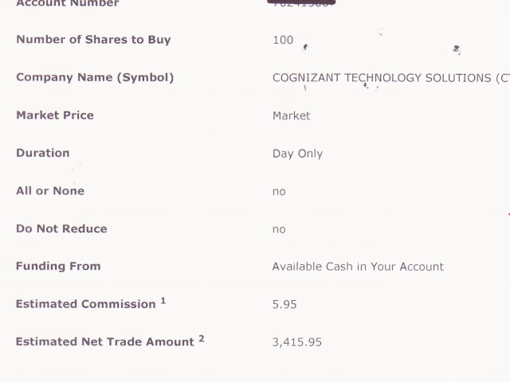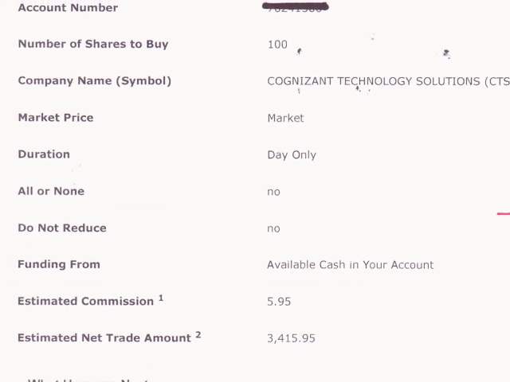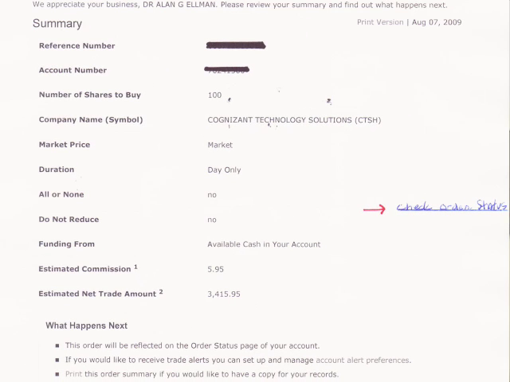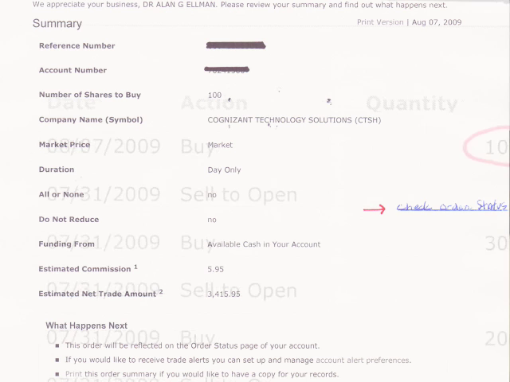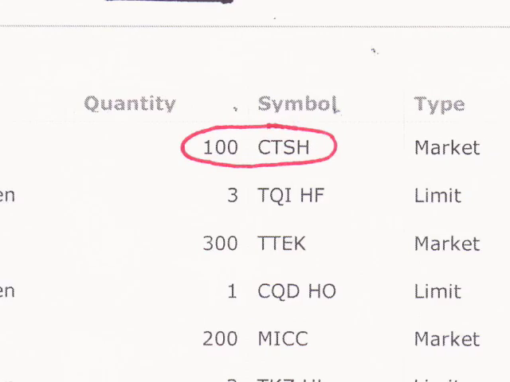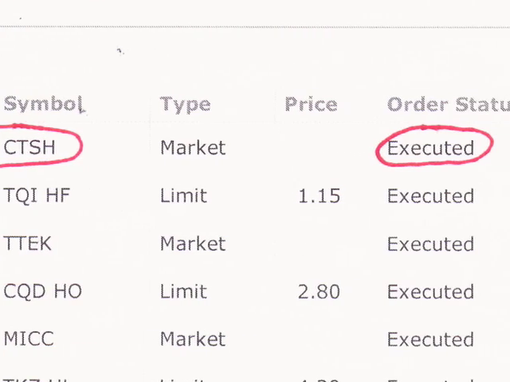Now the order has been placed, and before we sell the option, we want to make sure that the order is actually executed, because until it's executed we don't own the shares and we can't sell a covered call option. Somewhere on the right side, I wasn't able to show it on this page here, there'll be something that says check order status. And that will show us whether the order has been executed or not. And here you see on this page that 100 shares of CTSH has actually been executed.